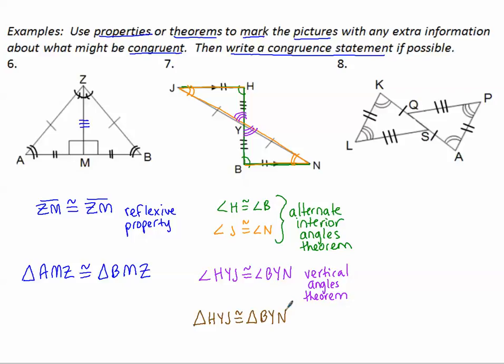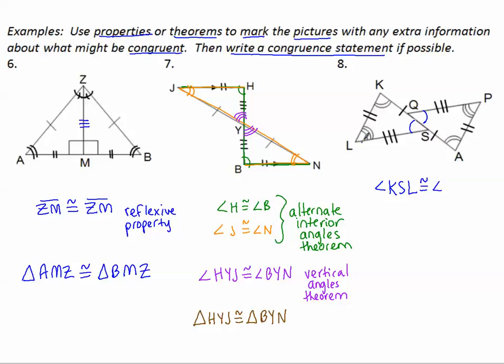Let's look at one more. It looks like everything is marked to everything in this picture except for this last angle. Well, remember the third angles theorem tells us that we can mark these third angles congruent. So I'm going to say angle KSL. I have to use the three-letter angle name because S is a point that could go for a lot of different angles in this picture.